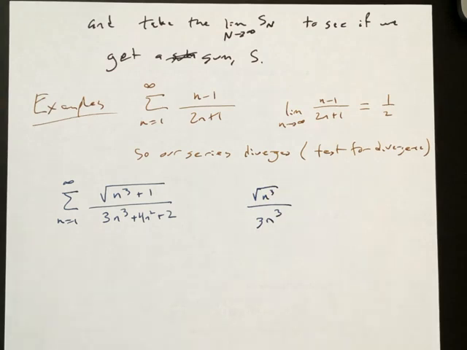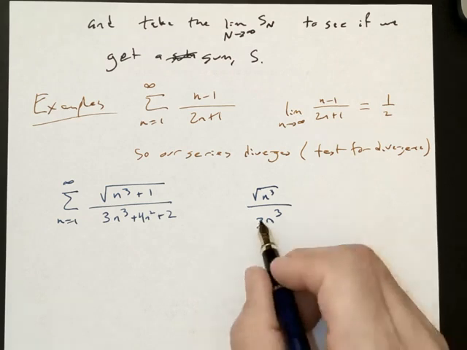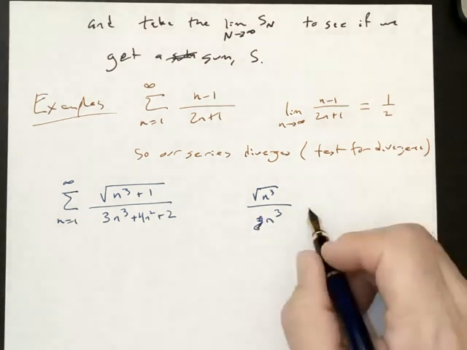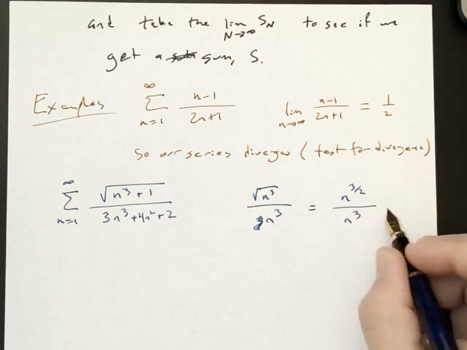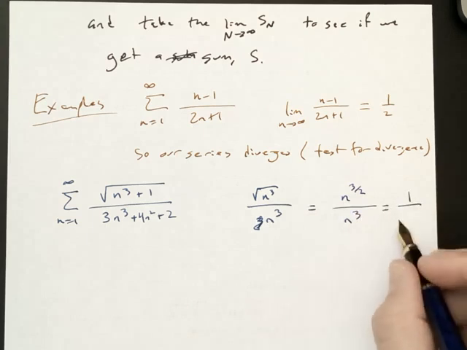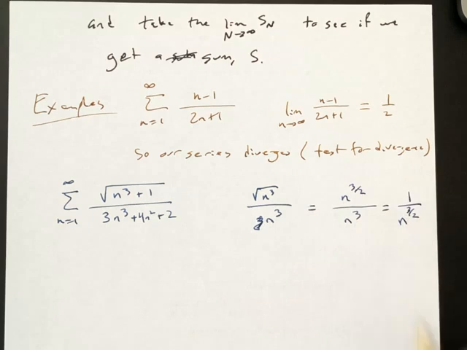Well, wait a minute. I don't even need the 3 on the bottom. But just think of it, the powers of n. Let's ignore the 3 too. Well, wait, if I simplify that, that's n to the 3/2 on top and n cubed on bottom, and that's 1 over n to the 3/2. That is a p-series.